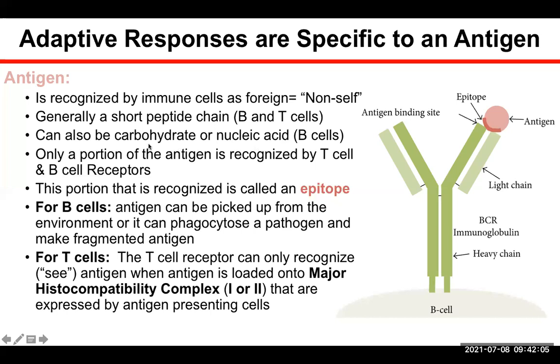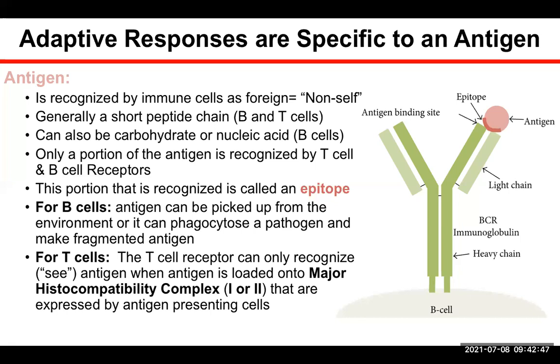So carbohydrates are typically going to be found on the surface of bacteria, and nucleic acids are going to be found in viral cells and bacteria if they end up lysing out. But usually B cells will end up interacting with viruses if their nucleic acids are somehow in the extracellular environment. It's only a portion of the antigen, though, that's recognized by the T and B cells. And so here I have what an antigen looks like. Simplified, it's just, again, a piece of the overall pathogen that's present.